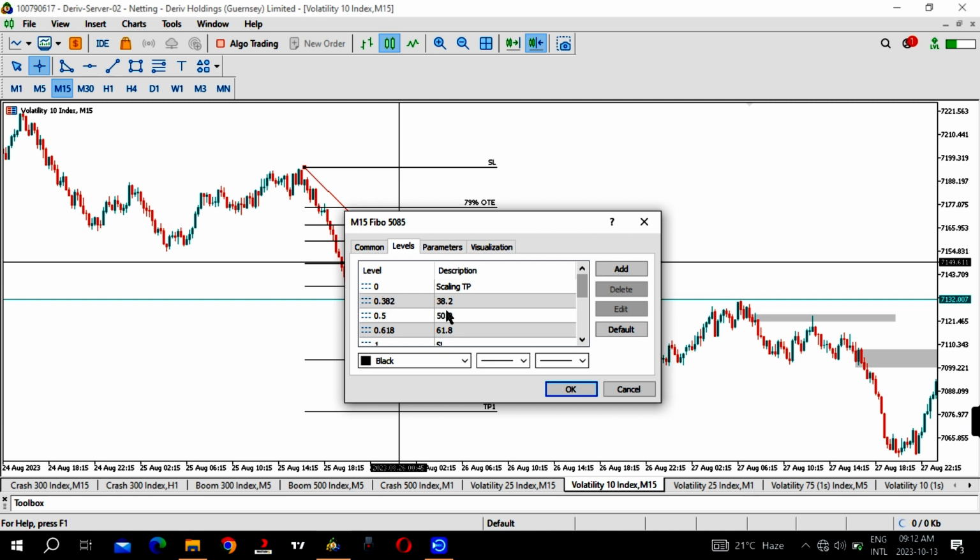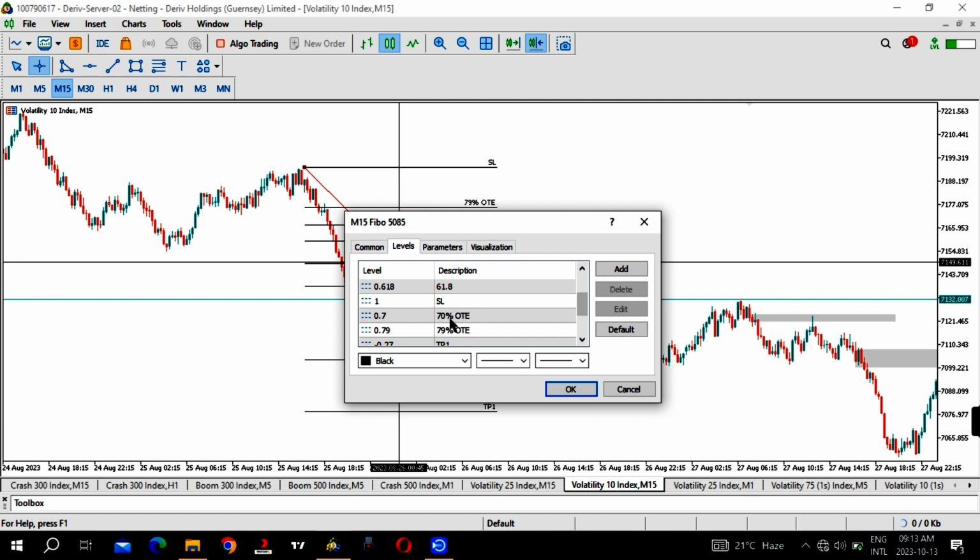The 0.382, that's the 38.2%. 0.5 is the 50%. This 0.618 is the 61.8%, so you can just call it 62% to make it a little bit easier. And the 1 is our SL, our stop loss, though I'm going to show you exactly how you go around with this, because most of the times it doesn't work perfectly. And the 0.7 is the 70% OTE.